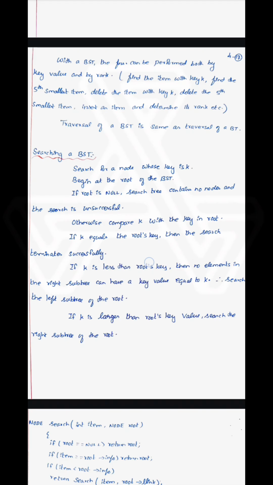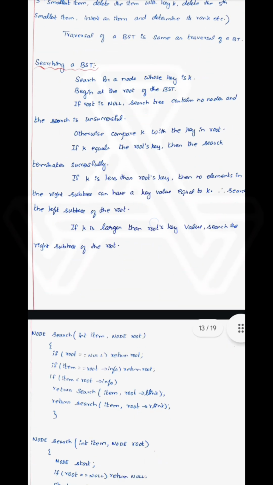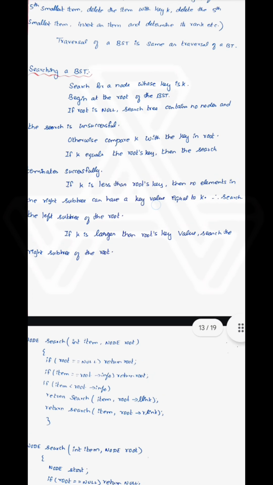Searching a BST. Search for the node whose key is K. Begin at the root. If the root is null, the search tree contains no nodes and the search is unsuccessful. Otherwise, compare K with the key in the root. If K equals the root key, then the search terminates successfully.